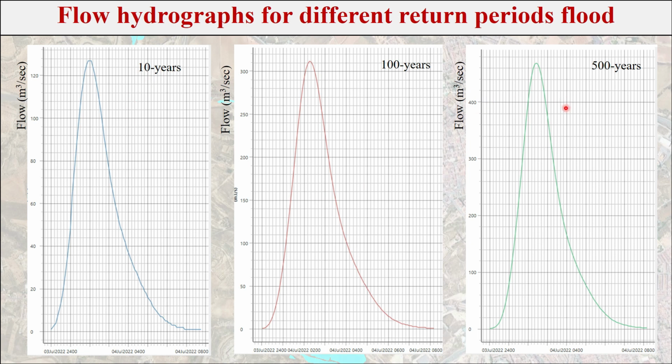And these three hydrographs show the flow and its duration for different return periods: 10 years, 100 years and 500 years. This value shows the peak discharge, which is 469 cumecs for 500 years. Similarly, this is for 100 years and this is for 10 years return period.